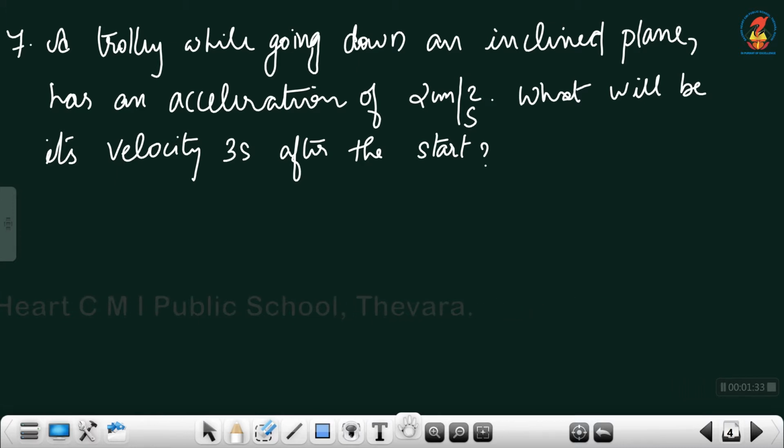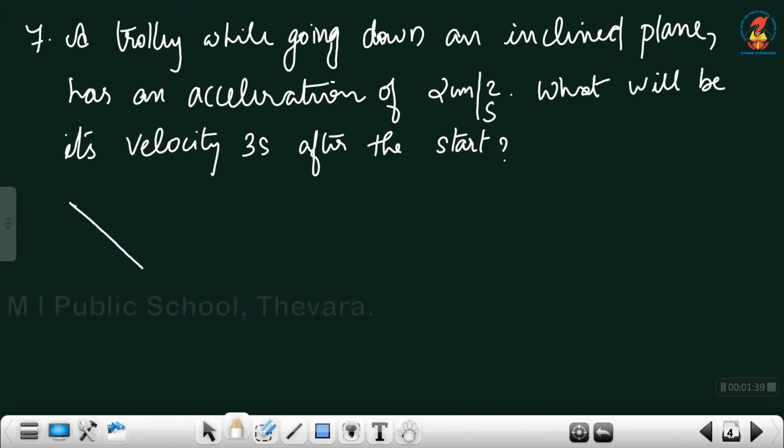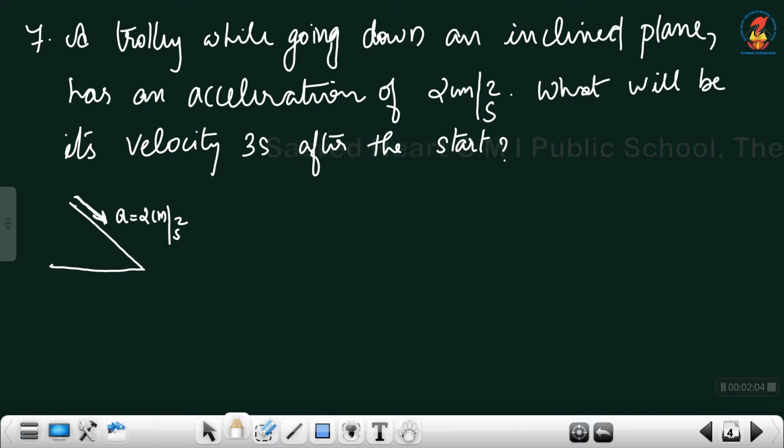So, an inclined plane means like this. This is an inclined plane. A trolley is moving downwards with an acceleration a equal to 2 centimeter per second square. What will be its velocity 3 seconds after the start?